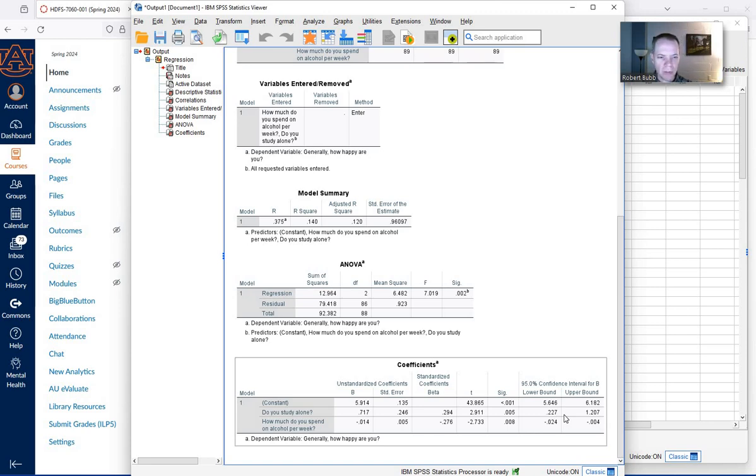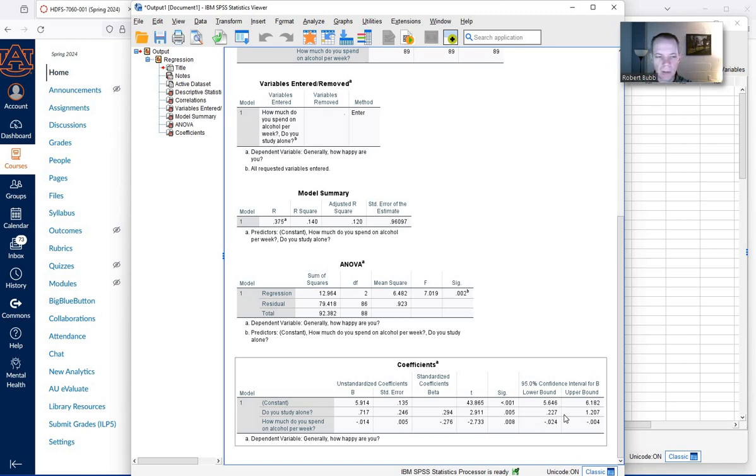So here we would say there's a 95% chance that the increase in happiness for students who study with others is between 0.23 and 1.21. So again, that confidence interval is not a hypothesis test.